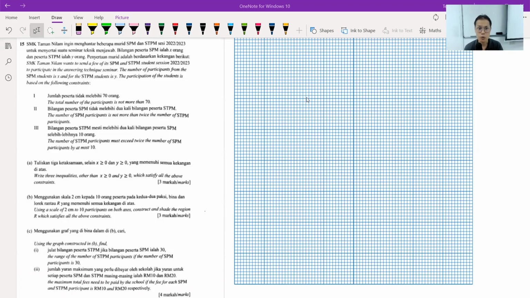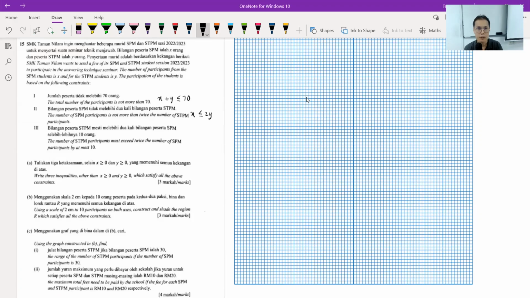The first constraint, because we know we have to write linear inequalities, three inequalities, right? Based on the first constraint, the total number of participants is not more than 70. So we say X plus Y less than or equal to 70. Not more than 70 means less than or equal to 70. Then they say the number of SPM, X, is not more than twice the number of STPM. Not more than twice means X less than or equal to 2Y.